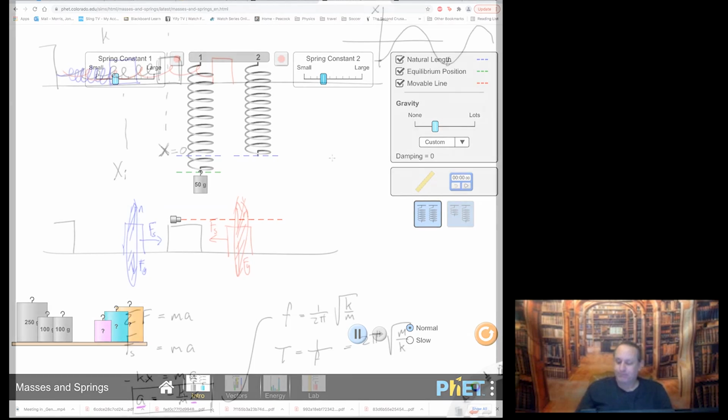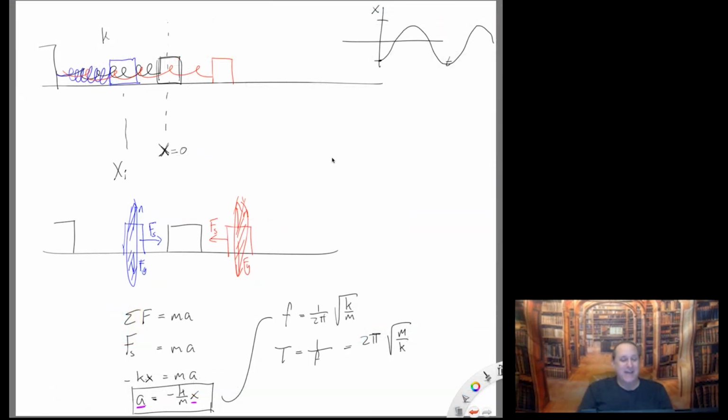So the spring and mass system is not the only system that obeys this type of relationship and has this kind of sinusoidal motion. Another example is a simple pendulum.